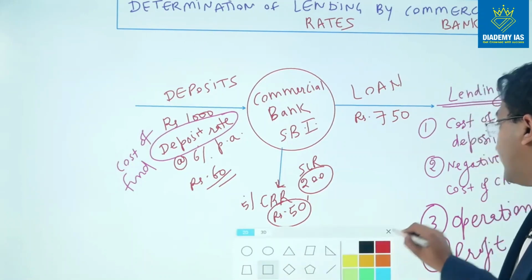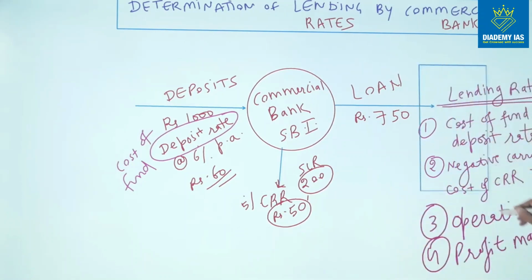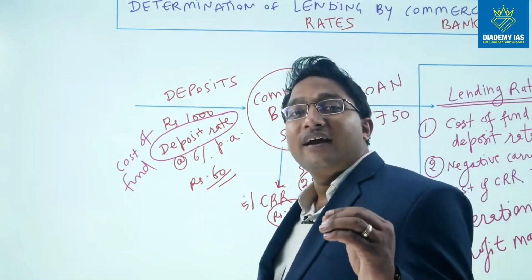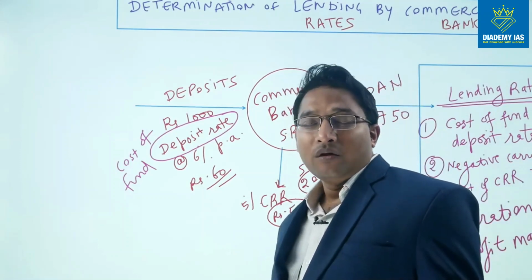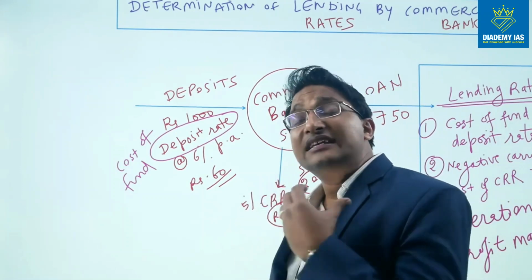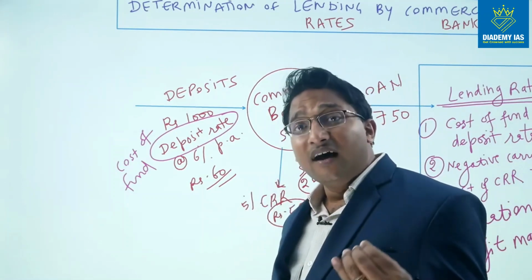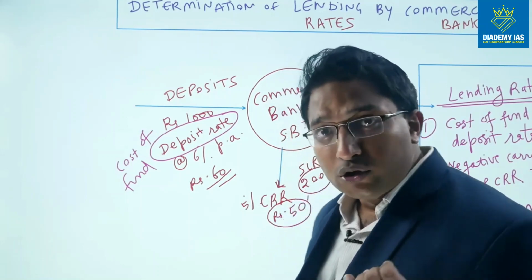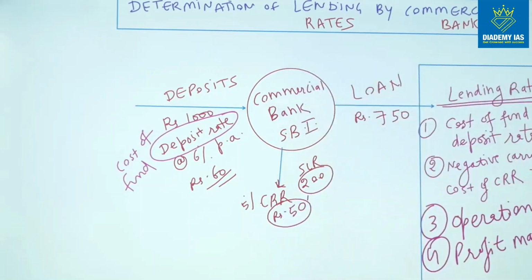This is how the lending rate is determined, right? I hope you are able to understand how the lending rate is determined. If you are able to understand this thing, then you can easily understand MCLR, external benchmark rate, base rate, etc. So all those terms you can easily understand.